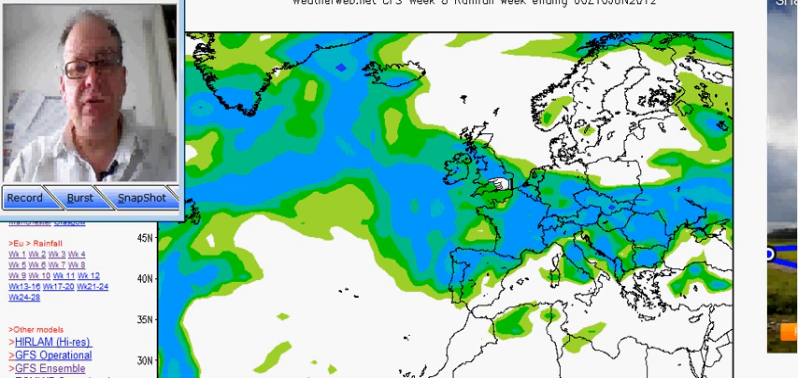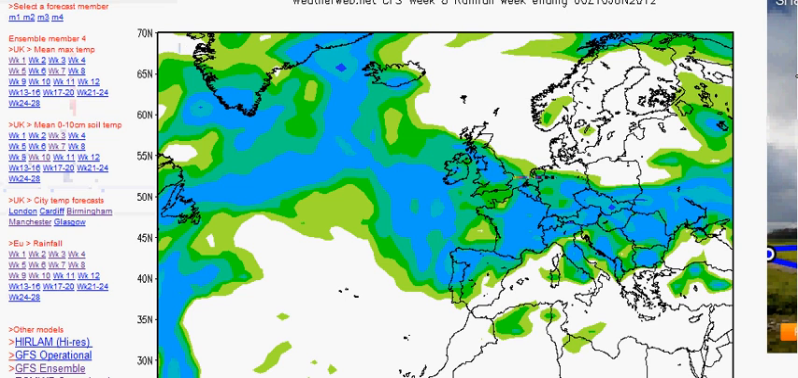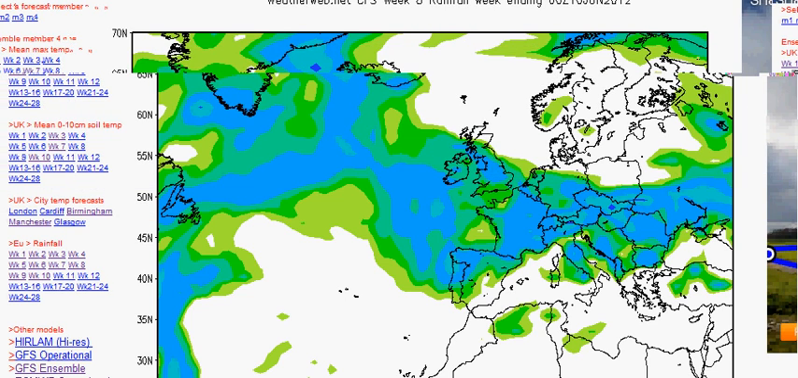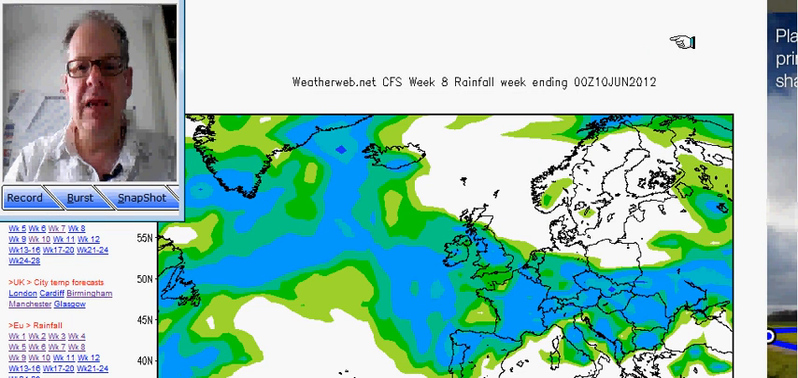Now, you can go through the CFS in more detail. You can get temperatures for the weeks, rainfall, and go ahead even further than that, and look at the various different members of the CFS. I've actually put a user guide to the CFS up for you, how to use CFS forecasts, and here are the various forecast members. So hopefully that's been useful for you.